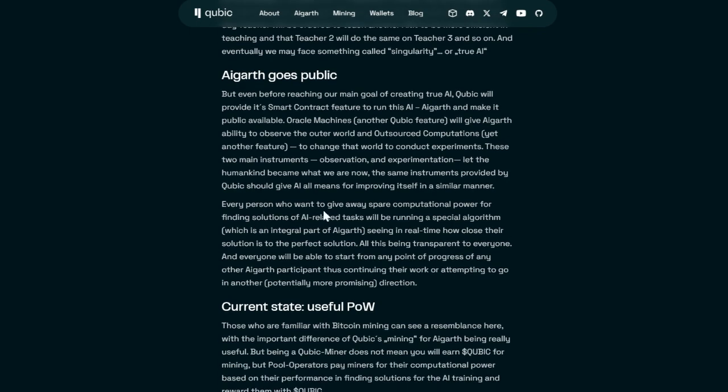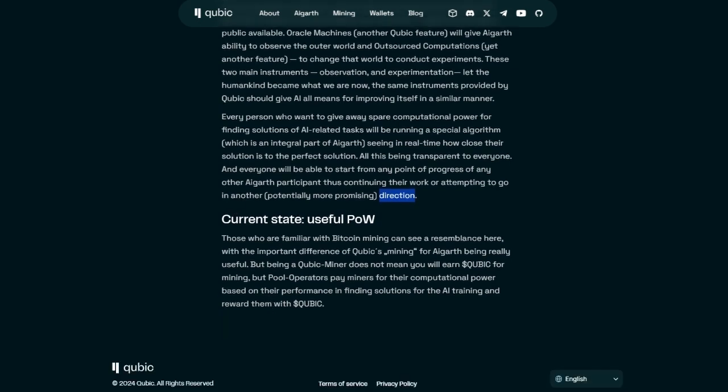So every person who wants to give away spare computational power for finding solutions of AI-related tasks will be running a special algorithm, which is an integral part of AGART. Seeing in real time how close their solution is to the perfect solution, all this being transparent to everyone, and everyone will be able to start from any point of progress of any other AGART participant, thus continuing their work or attempting to go in another potentially more promising direction. Basically what that's saying is that you can become a miner. Any person in the world can become a miner on the Qubic network, give their computational power to AGART, and get paid in return for it, and at the same time hopefully create a better world.